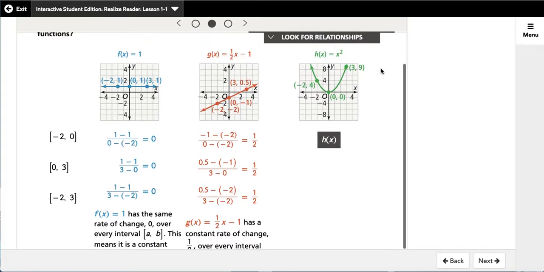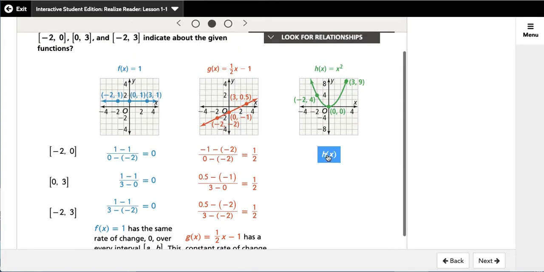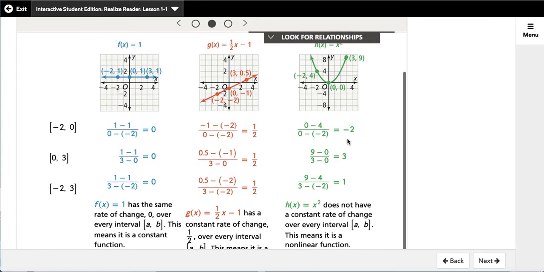And then here we have a parabola, a quadratic function. Notice what happens with a quadratic function. The rate of change was -2. From here to here, it's -2.